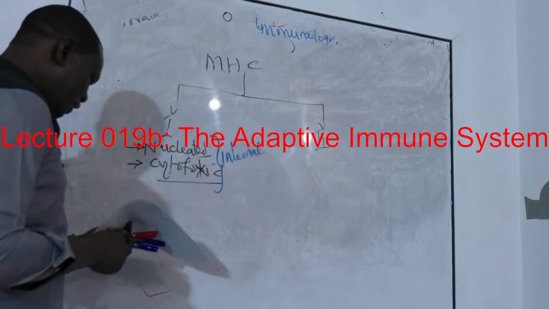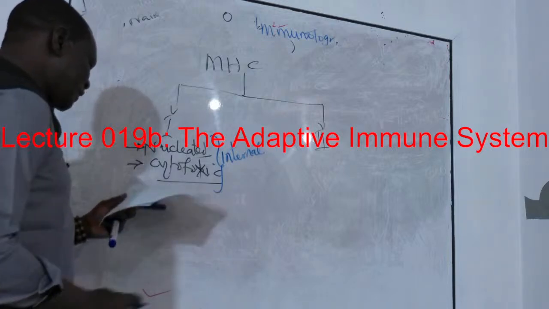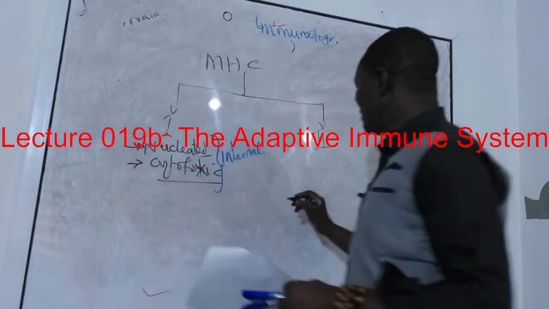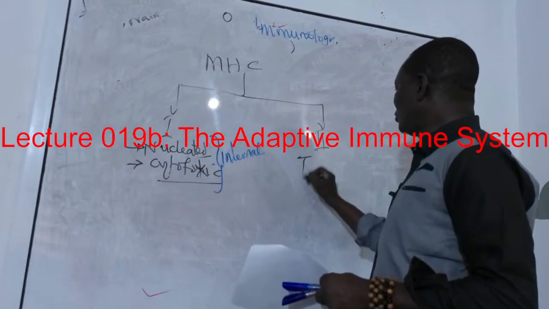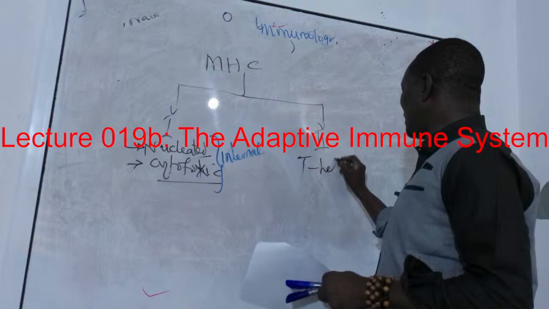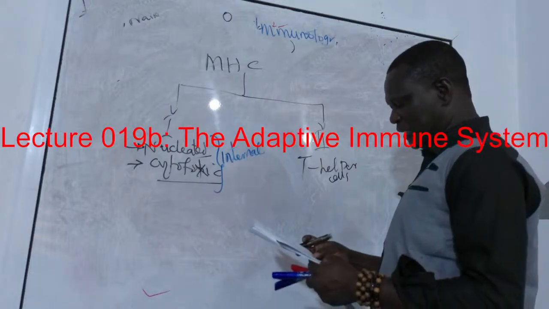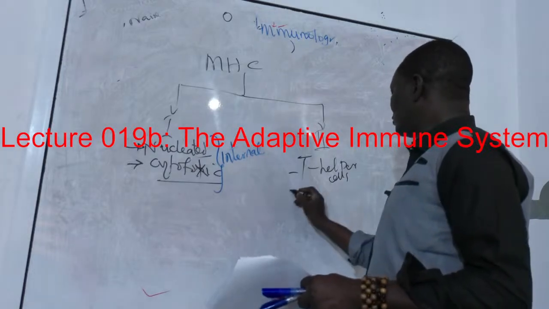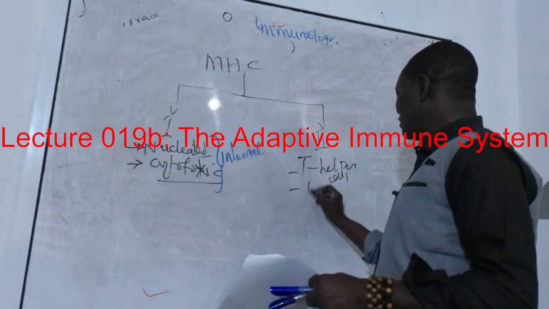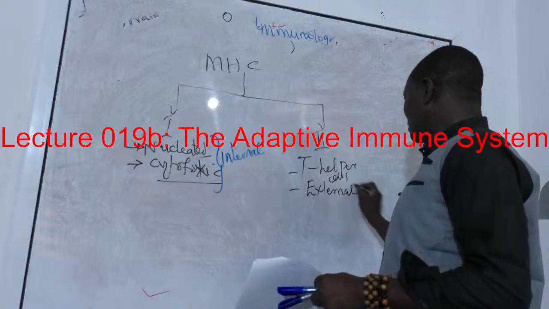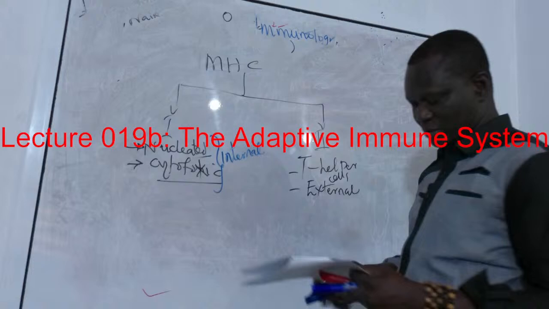But class 2, which is said to be external, is present on all T helper cells, okay, and they are found in all cells that are external.